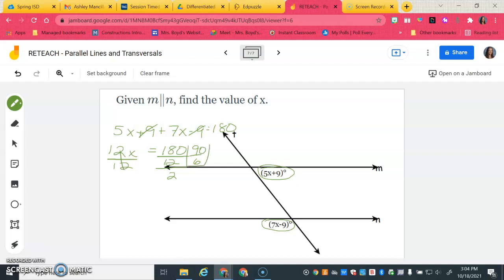They're both even. I can still divide by 2. I get 45 and 3. And then they're both divisible by 3. That gives me 15. So my x is equal to 15. Now it's your turn to impress me on the test.